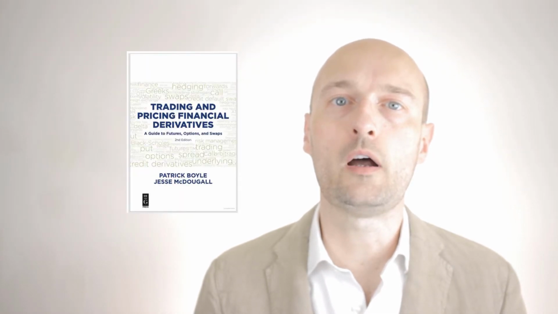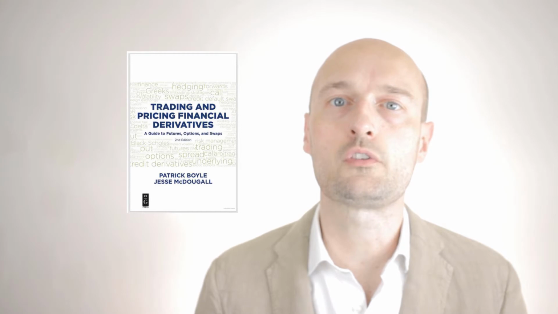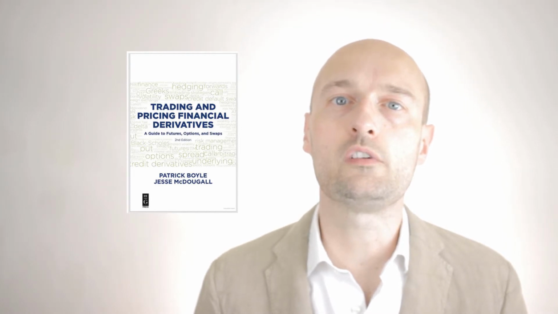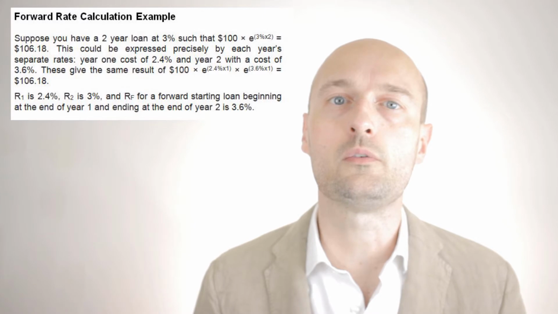Here's a forward rate calculation example taken from my book, Trading and Pricing Financial Derivatives, which is linked to in the description below. Suppose you have a 2-year bond yielding 3% and a 1-year bond yielding 2.4%. If you bought the 1-year bond, how much would you have to earn on a 1-year bond in 1 year's time to have earned the same amount of interest as you would have earned by just buying the 2-year bond?